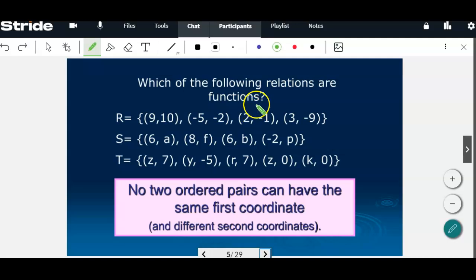Which of these relations are functions? So we're just going to look to see if these are all different. So we get a check mark for this one. Here, 6, 8, 6, those repeat, not a function. Z, Y, R, oh, Z repeats. Don't worry about those letters. It's still a type of function or relation. Sorry, it's not a function because the Z repeats. Not a function.